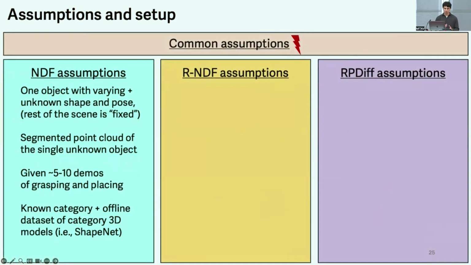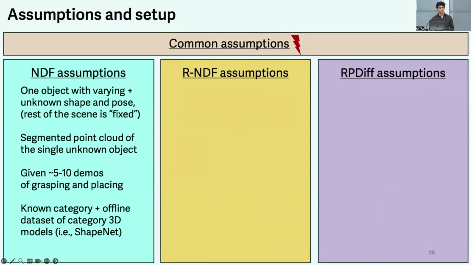So for the NDF project, in addition to those common assumptions that I said at the beginning, we'll assume that there's just a single manipulated object. The position, orientation, and shape are all unknown ahead of time, and we represent that object as a segmented point cloud. We also suppose that the desired task is demonstrated using no more than, say, 5 to 10 demonstrations.